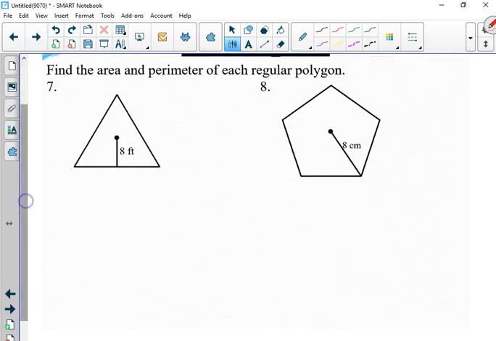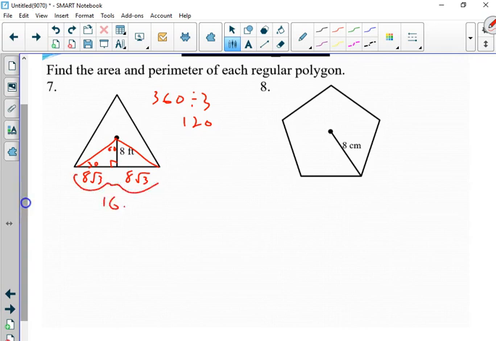Okay, 2 more left and we're done. So it's a triangle, which means 360 divided by 3 again, which is 120, which makes this 60, and that makes this 30. So 8 is our short side. Our long side is going to be 8 root 3, which makes this also 8 root 3. So our length of one side is actually 16 root 3, making the perimeter 16 root 3 times 3, which is 48 root 3 feet.